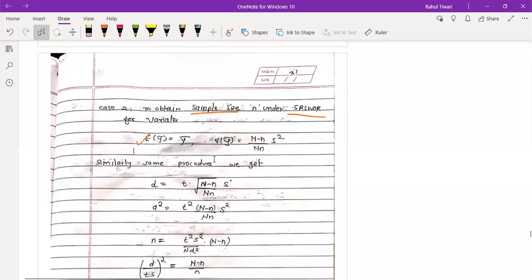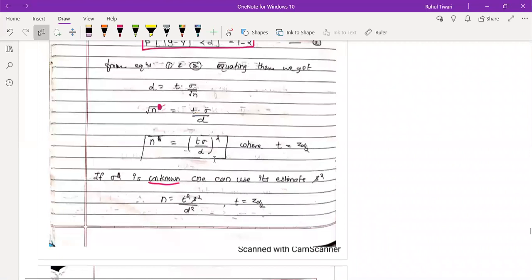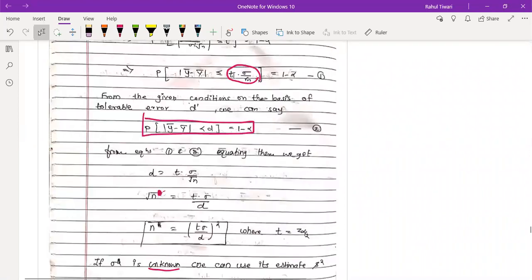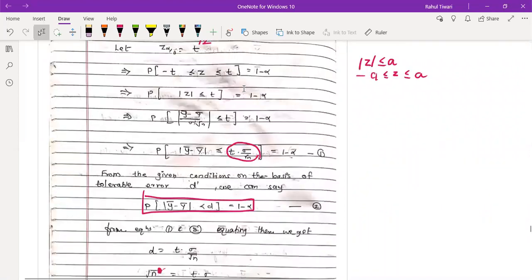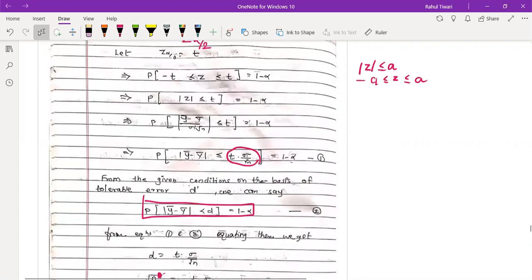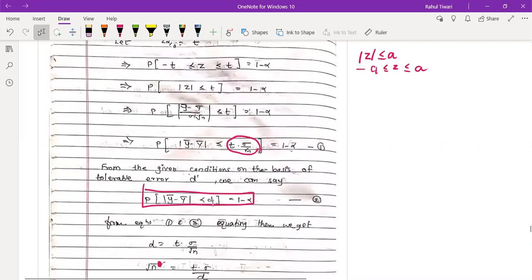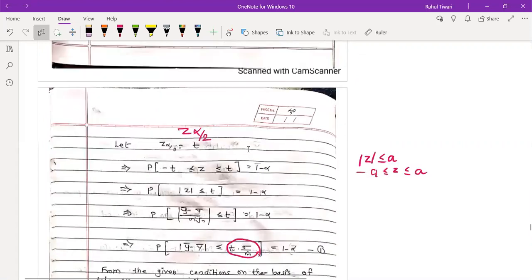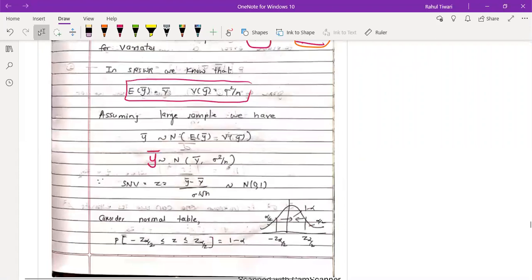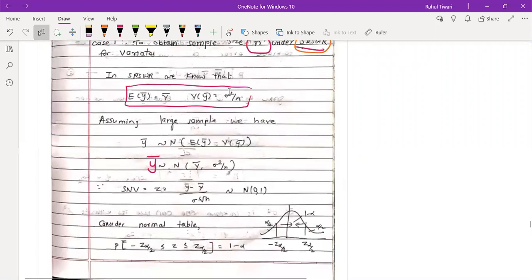If you see this last derivation, here we have T times sigma upon root n, right? This we compare with D. But what is the sigma upon root n? Sigma upon root n is actually your variance, right?